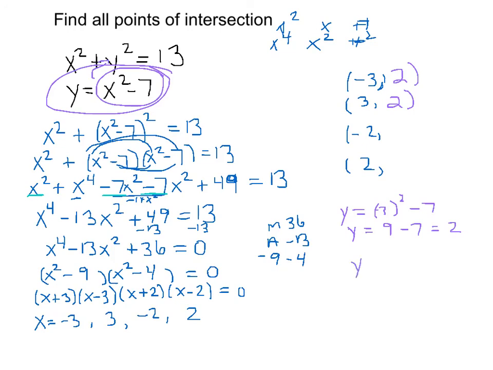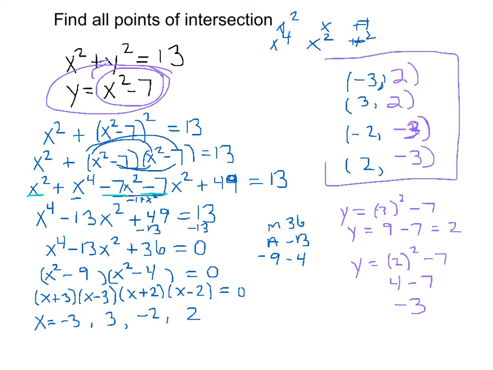When we plug in our 2's, again, whether it be positive or negative, minus 7, we'll have 4 minus 7, which is negative 3. So we'll have negative 2, negative 3, and 2, negative 3. So there are 4 points of intersection. Really, the only difference that has occurred here is this step right here where we have to factor with an x to the 4th. You factored the exact same way, just those leading terms happen to be x squareds instead of x's.